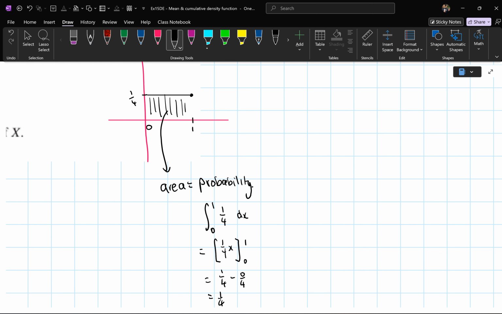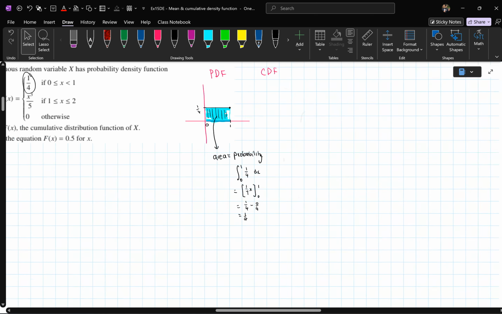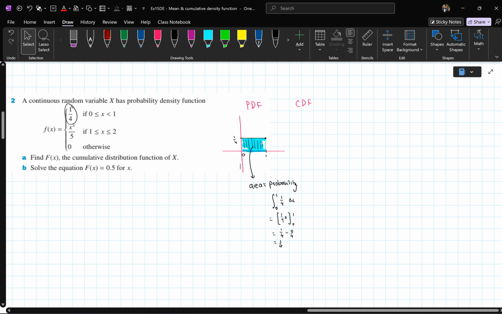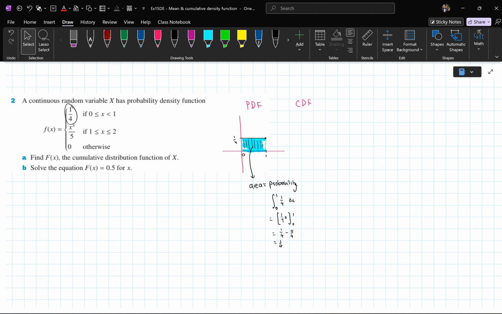which we can kind of tell already, just saying it's a rectangle there, isn't it? So it's a rectangle, height by width. So we already know this area is 0.25. So what that means is from 0 to 1, cumulatively, the area should be 0.25.